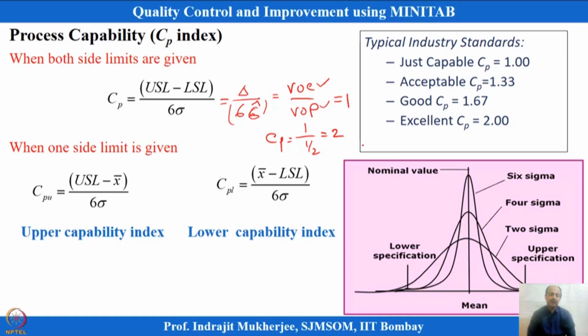Okay. So, if you have one-sided scenarios, in this case you can calculate CPU and CPL. MINITAB does it automatically for you. Okay. So, for a just capable process we can think of Cp equal to 1, as the industry standard I am talking about. Some industries follow that Cp should be 1.33 or more, then that is the acceptable scenario, or somebody can say it should be greater than or equal to 1.67, that is the most favorable scenario over here.